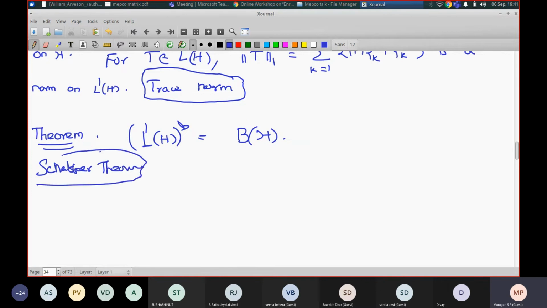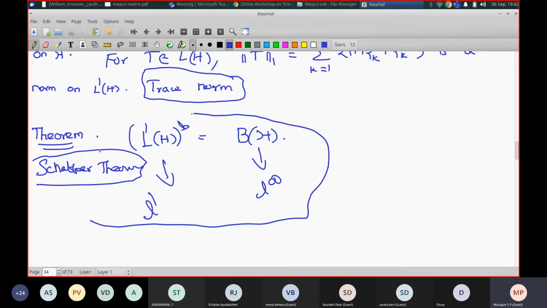What is the dual of L1 of H? The dual of L1 of H is equal to B of H, the bounded operators. You can think of the bounded operators as L infinity, and this as L1. So this is a very nice theorem, and it is very useful when you study operator algebra theory.